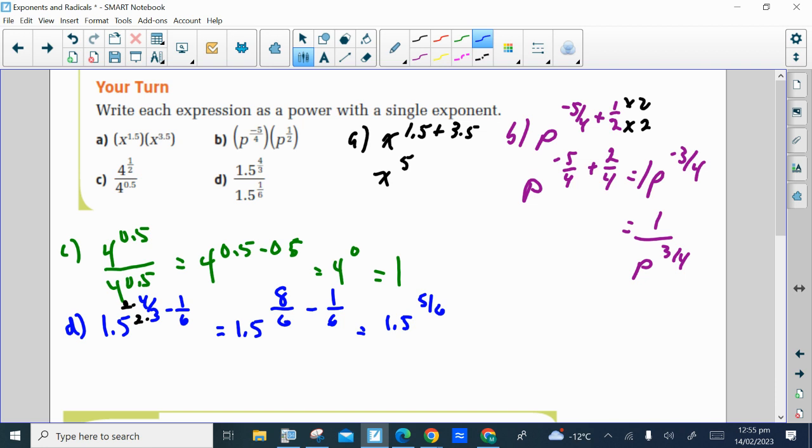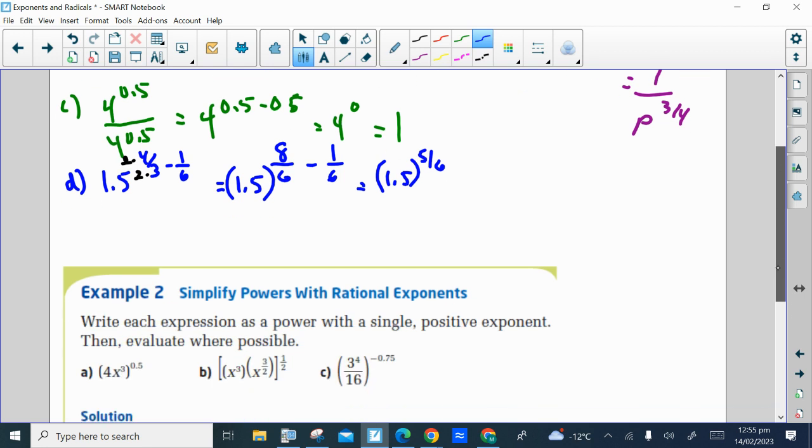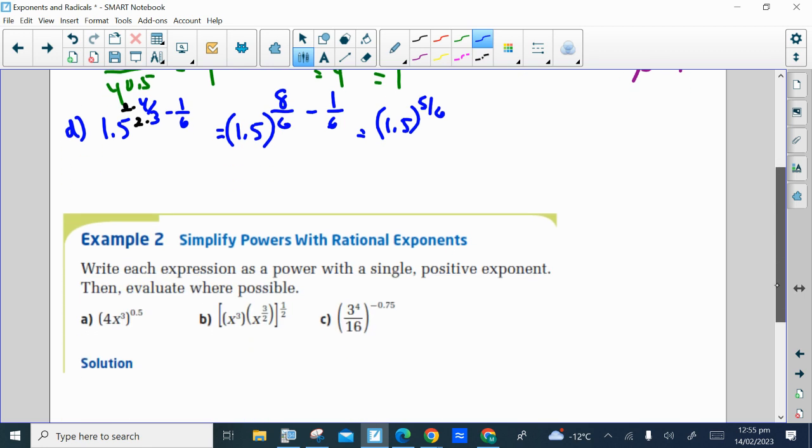So the base stays the same. Probably wouldn't be a bad idea to put it in brackets as well, because the power 5/6 applies to all of the 1.5. Okay, so again, it just asks us to write it as a power with a single exponent. We're not asked to do anything else, so that's what we did.